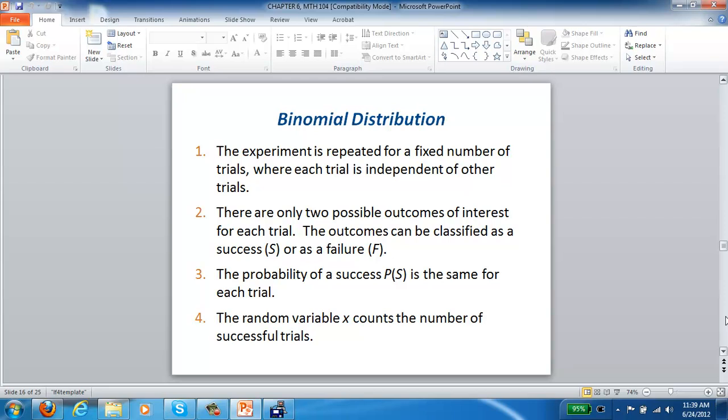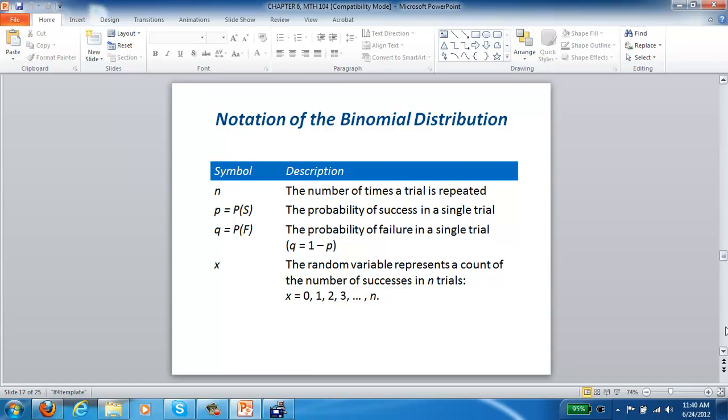And this is how we calculate the expected value and the variance. For the binomial distribution, these are the properties. We have two possible outcomes: success, letter S, and failure. So we have the probability of success that is going to be given, and also we have the random variable x that counts the number of successful trials.